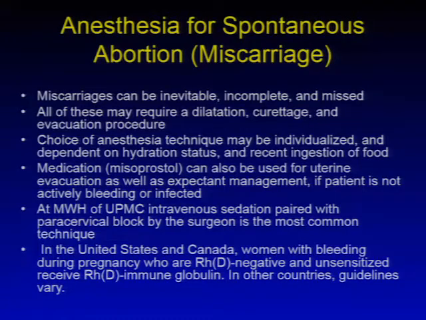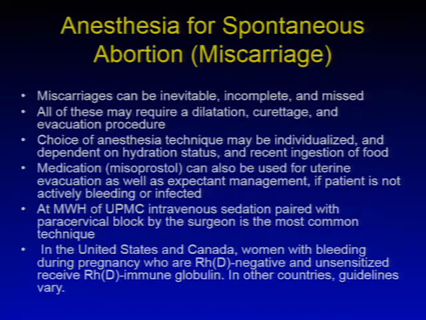Moving on to anesthesia for spontaneous abortion or miscarriage. Miscarriages can be inevitable, incomplete, and or missed. All of these types of miscarriage eventually require a dilatation, curettage, and evacuation procedure. The choice of anesthetic technique may be individualized for the patient depending on the hydration status and the recent ingestion of food.